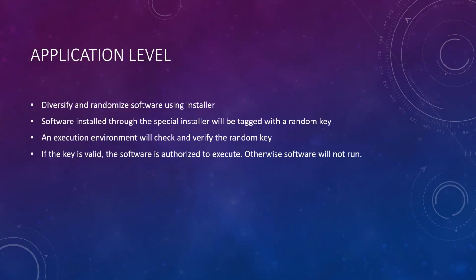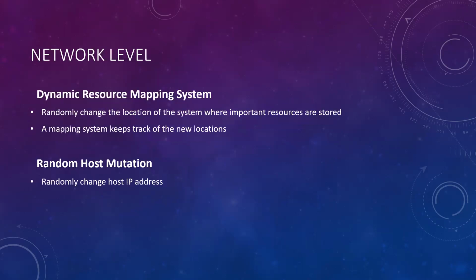Coming to the MTD approach at the application level, the first one is to diversify and randomize software using an installer. Using the installer, we'll be downloading diversified and randomized software. Software installed through a specific installer will be tagged with a random key. The execution environment will check and verify the random key which we get while installing, and the software is only authorized and executed if the key is valid. If the key is not valid, the software will not run. That is all about MTD at the application level.